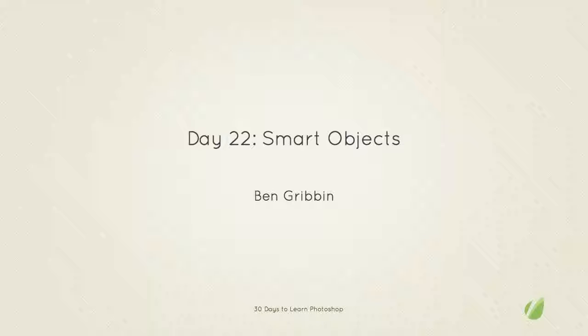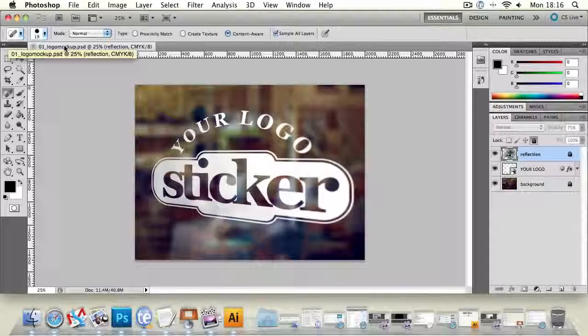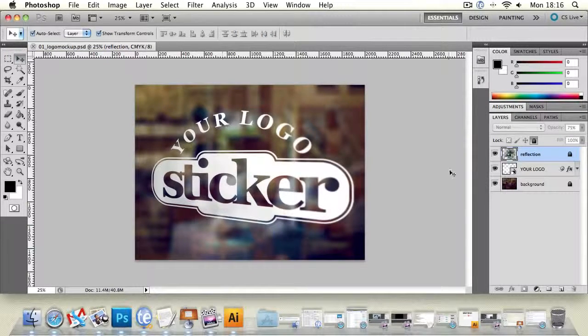My name is Ben Gribbin, and in today's lesson we're going to consider what smart objects are and how they are used in Photoshop. So let's go ahead and switch over to Photoshop. We're going to demo what a smart object is first and how they are used, because they are quite impressive. So this here just appears like a window which has a smart object, a sticker applied to it.